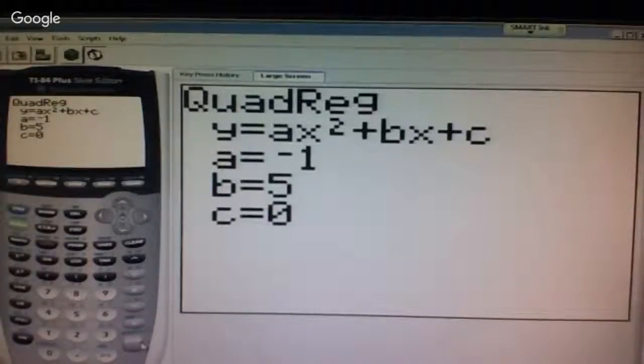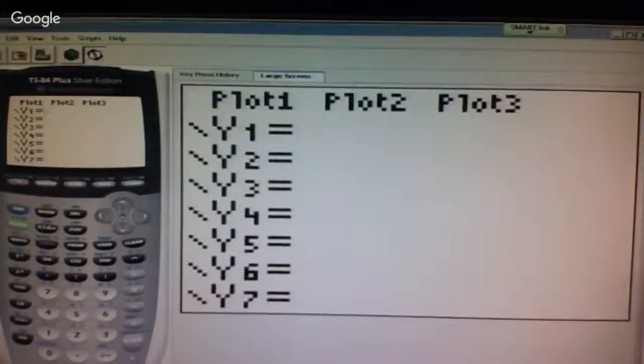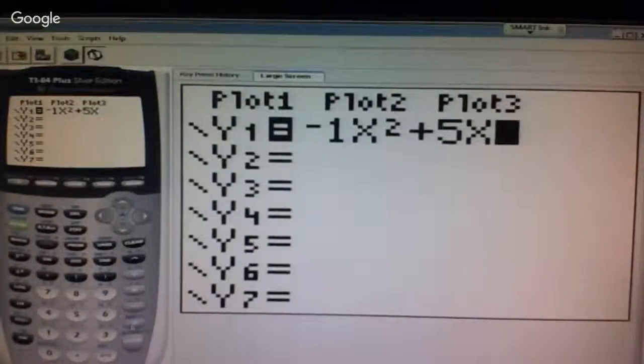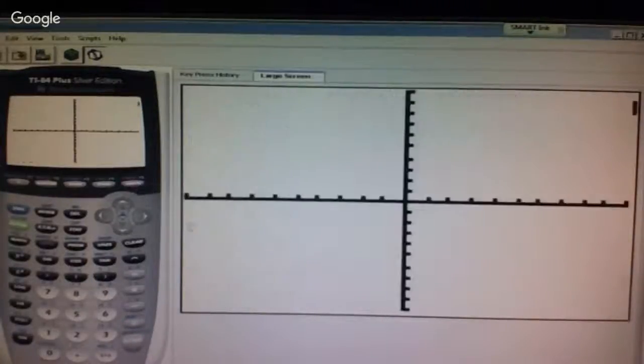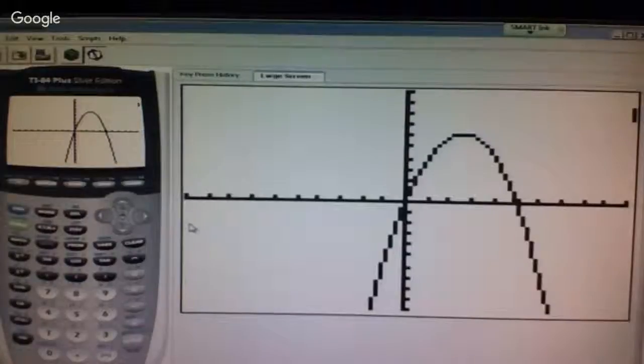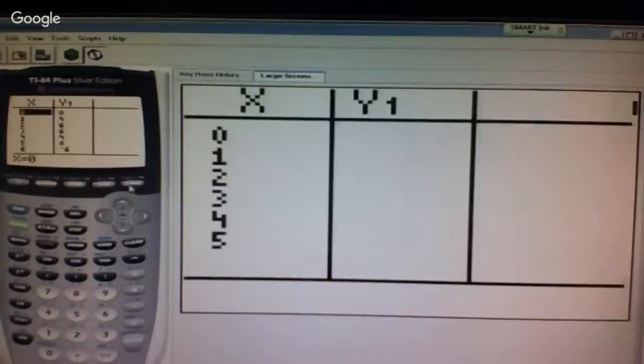All right, so Elijah just asked me, is there a way that I can plug in the equation and see if the table matches my graph? Yes. So if you go to y equals and we typed in -1x squared plus 5x plus 0. Okay. If you go to graph, here's your graph. So check your table now against the second table that you have.